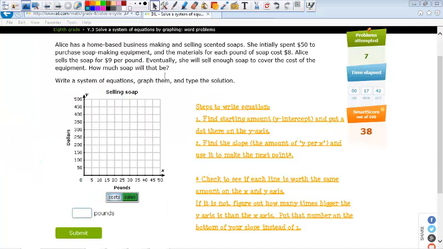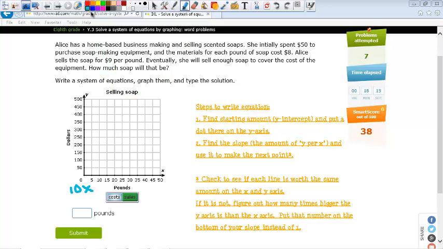Okay, this will be my last example. So one more time, we're looking at the y-axis, and it goes up by 50s, and the x-axis goes up by 5s. So how many times bigger is the y-axis? The y-axis is 10 times bigger again. So that means the number on the bottom of my slope will be 10.